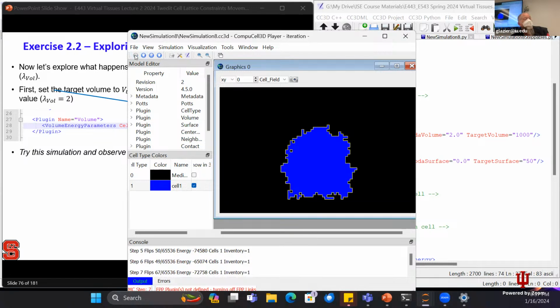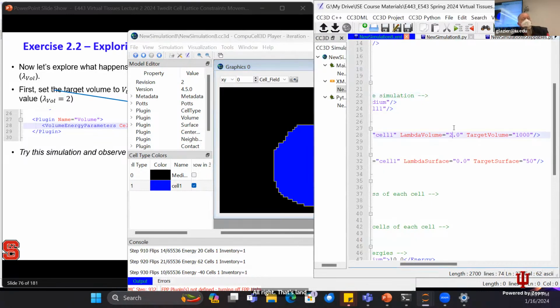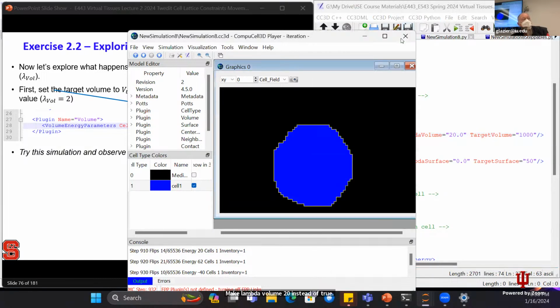Gonna get big here. All right. That's lambda, that's target volume. What happens if I make lambda volume very large? Make lambda volume 20 instead of 2. That's the strength of the constraint. And remember, the fluctuations depend on the ratio of the energies, which are proportional to the constraint strength.